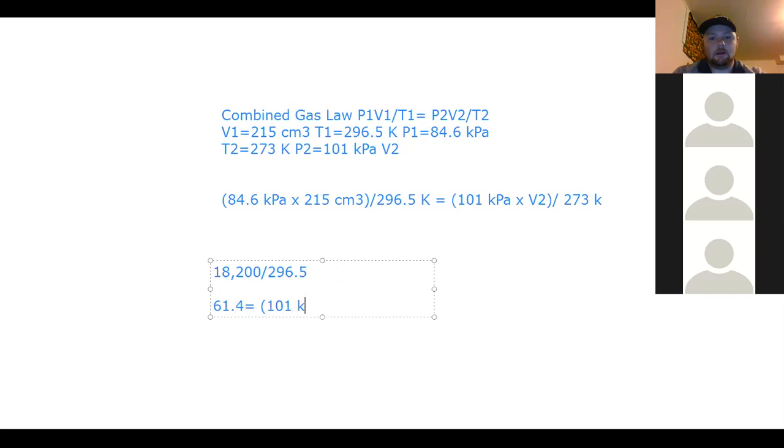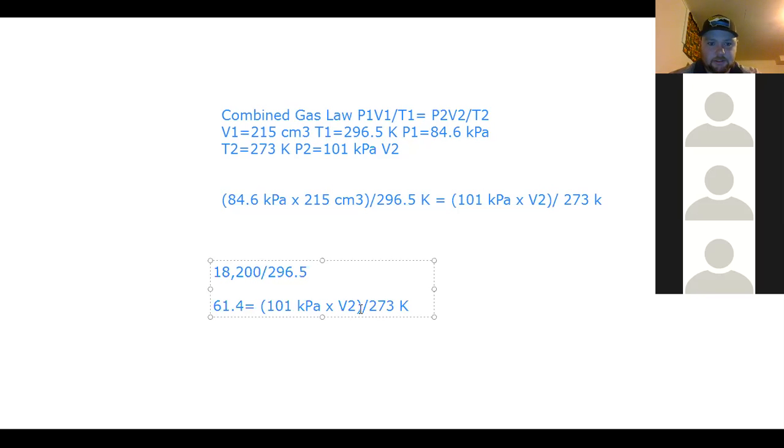101 kPa times V2 divided by all of that divided by 273 Kelvin. Okay, so the next thing that I'm going to want to do is multiply both sides by 273. If I multiply both sides by 273, you're going to get rid of 273 on this side, and then you'll have 61.4 times 273.